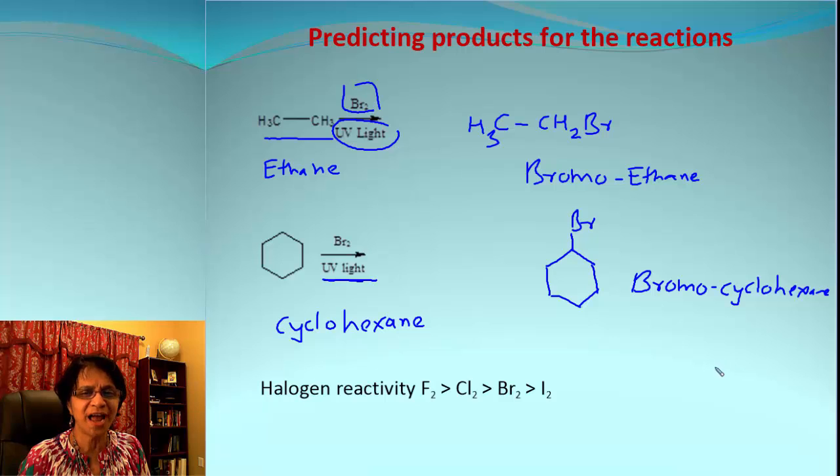Now, will all the halogens work exactly the same way? Not quite. If you look at the halogen reactivity, it is maximum for fluorine and it decreases as we go from fluorine to chlorine to bromine and iodine. Fluorine reacts violently and produces fluoroalkane. Chlorine and bromine react normally, but iodine does not even react. So we don't get iodoalkanes by radical substitution.